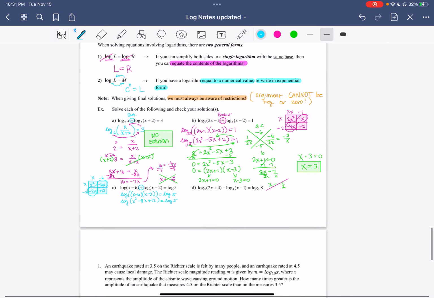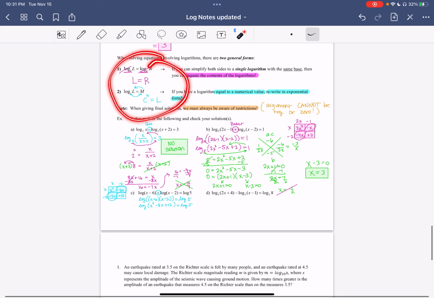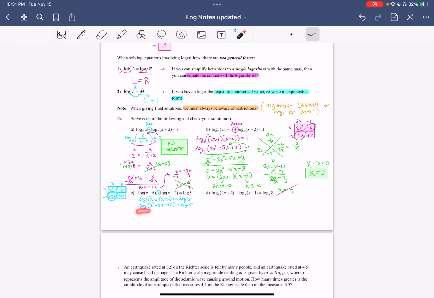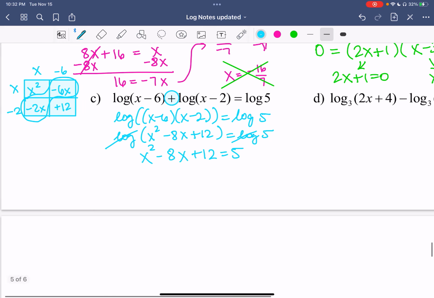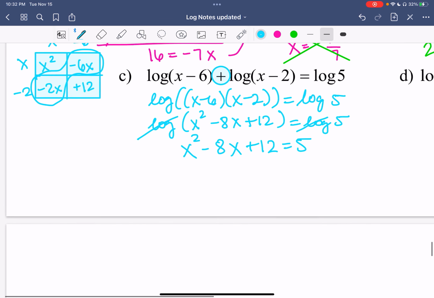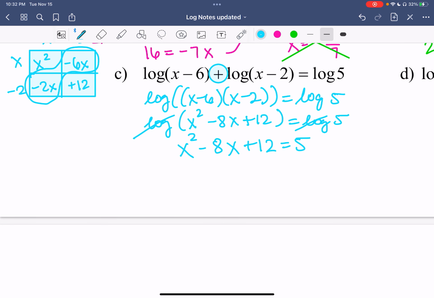Okay, so look at your options. So do you have two logs equal to each other or a log equal to a number? I see a log on the left and I see a log on the right. So I know that's going to be case 1. So if they have the same base, I can just cancel out the logs and then I'm just going to write the arguments equal to each other. And then this will kind of just solve like last time where it's a quadratic, so you need to make sure it equals 0. So I'm going to subtract the 5 on both sides.